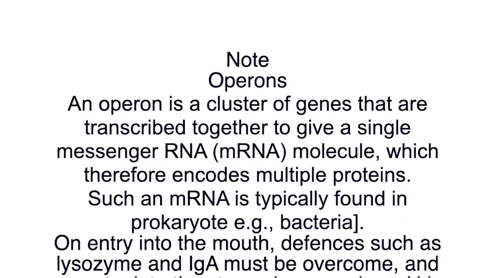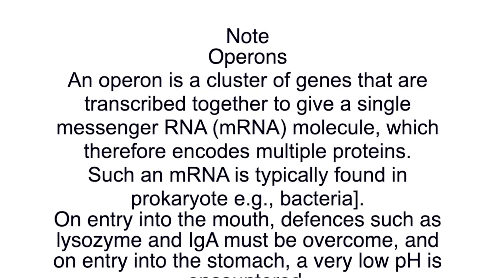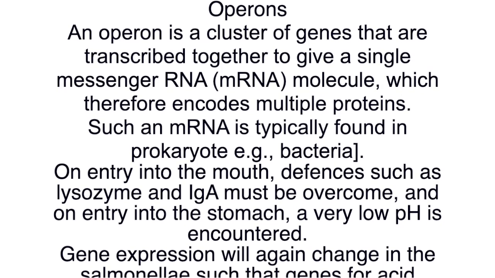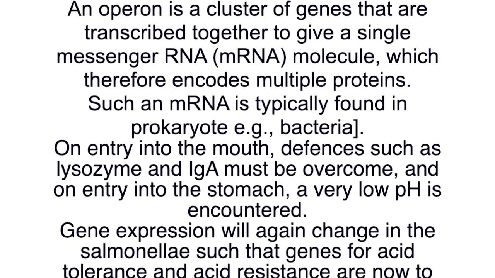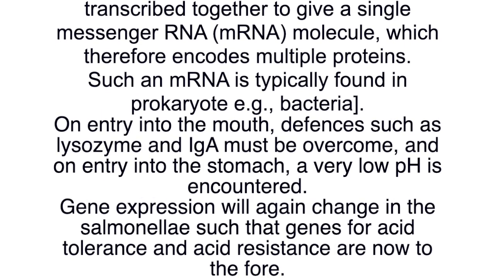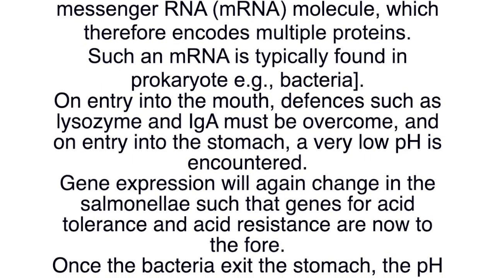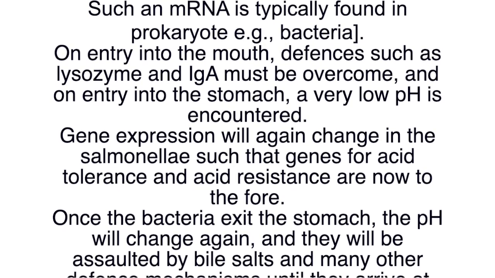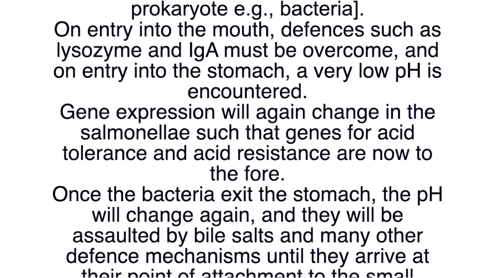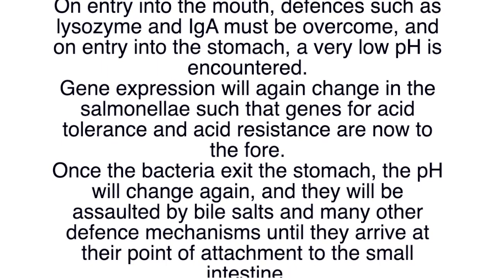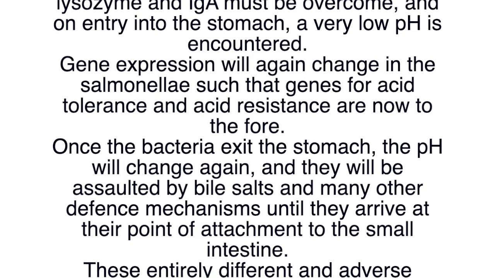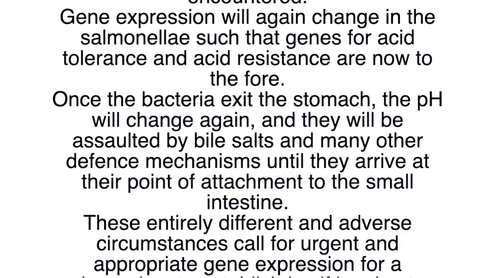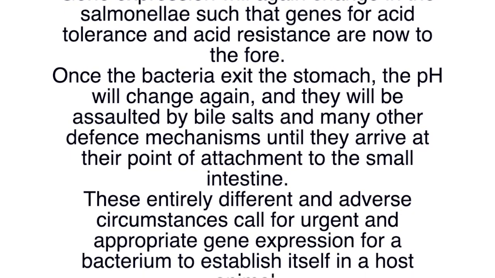On entry into the mouth, defenses such as lysozyme and IgA must be overcome, and on entry into the stomach, a very low pH is encountered. Gene expression will again change in the Salmonella such that genes for acid tolerance and acid resistance are now to the fore. Once the bacteria exit the stomach, the pH will change again and they will be assaulted by bile salts and many other defense mechanisms until they arrive at their point of attachment to the small intestine.